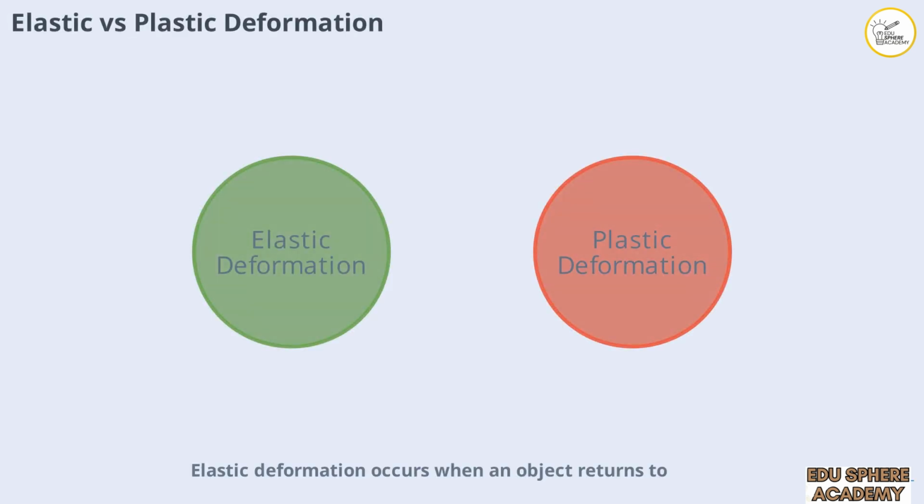Elastic deformation occurs when an object returns to its original shape after the force is removed. Plastic deformation happens when the object does not return, resulting in permanent change. Recognizing the difference is important for understanding material limits and ensuring safe designs. Most springs are designed to operate within the elastic range.